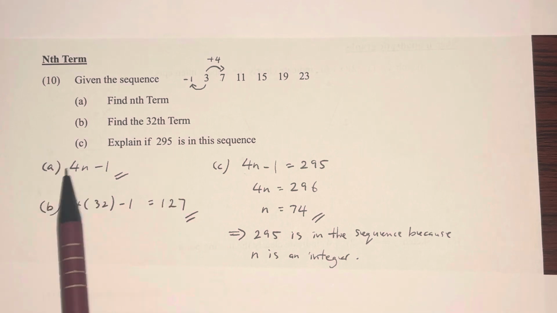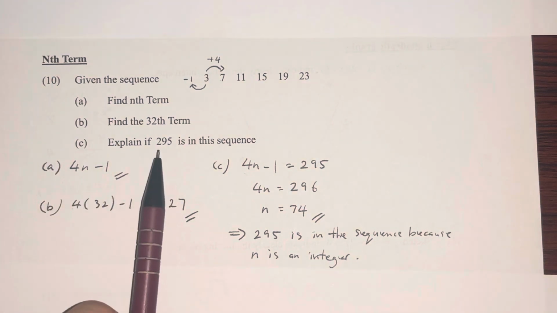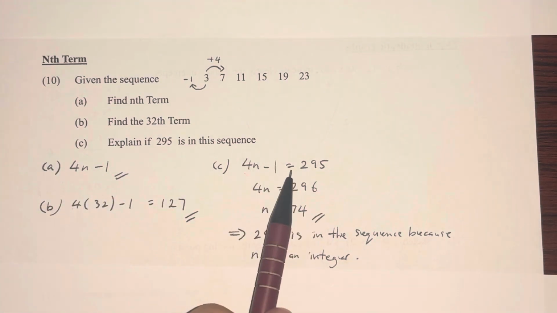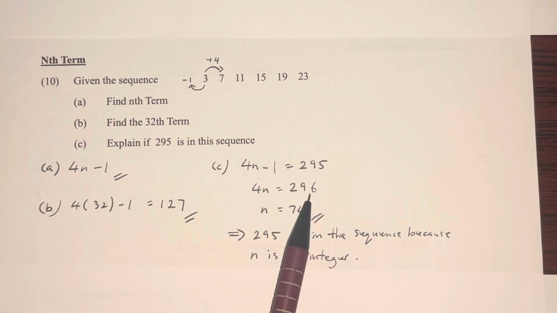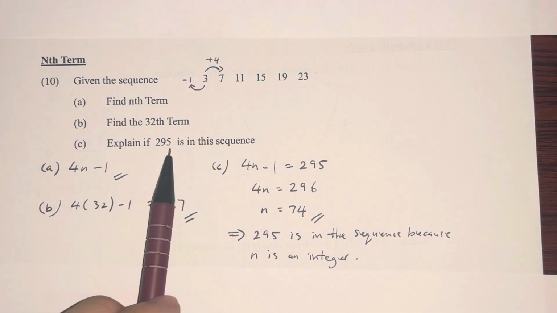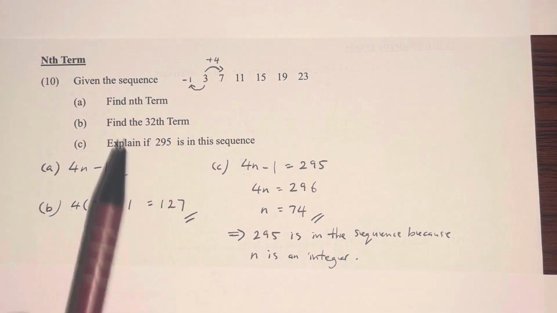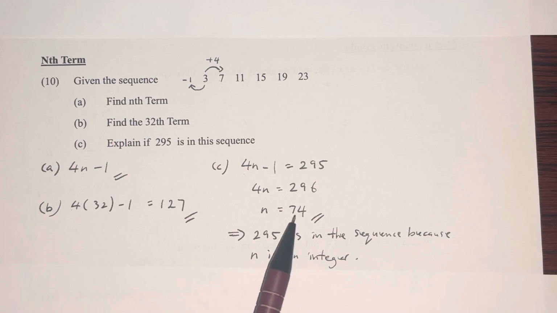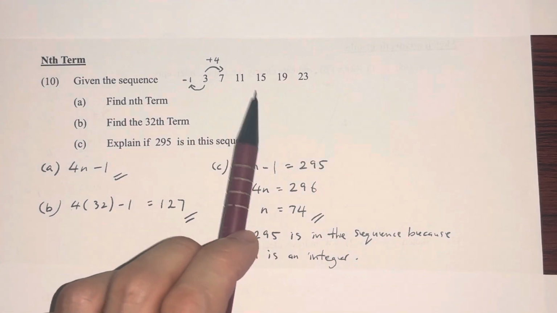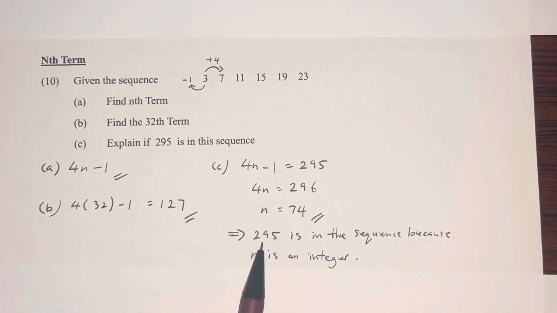So I do it using algebra. So this equals this here. So I'm solving the simple equation. The 1 moves over to make 296, then divide by 4, which gives 74. So which means if n is 74, I'm going to get 295. So is it part of the sequence? Of course it is. It is in fact the 74th term in this sequence. And then you explain, okay, 295 is in the sequence because n is an integer.